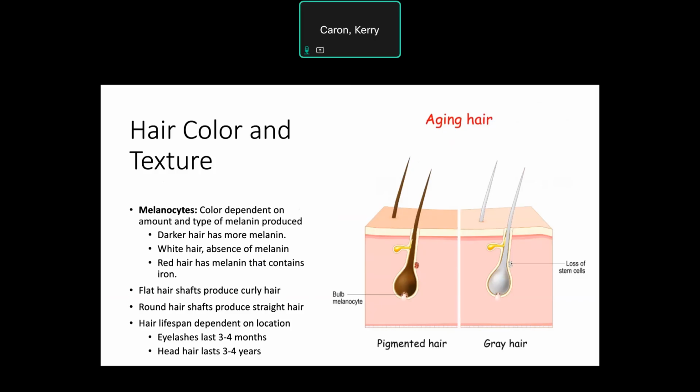And the type of hair shaft determines the texture. So a flat hair shaft produces curly hair. Round hair shafts produce straight hair. Even the hair has a lifespan. So the hair on your head may last 3 or 4 years, but eyelashes only last 3 to 4 months.